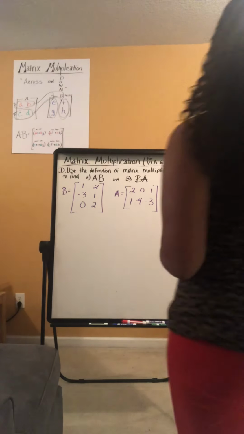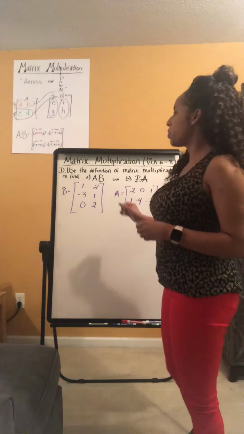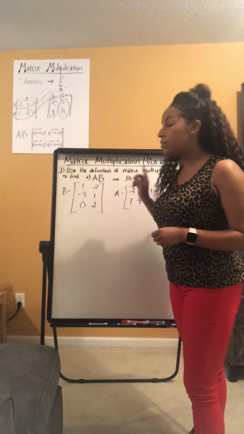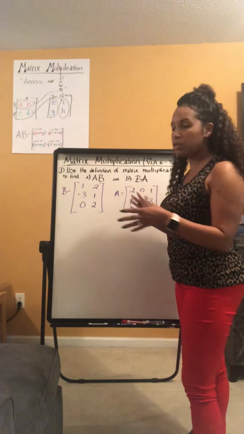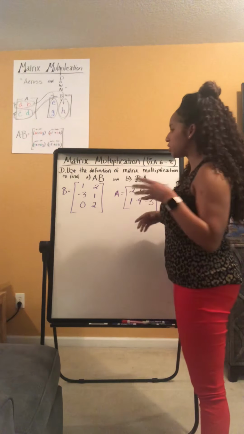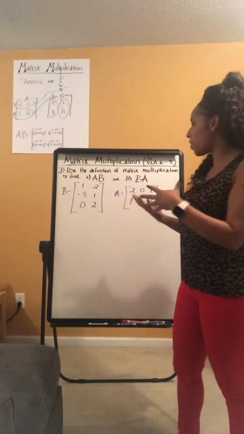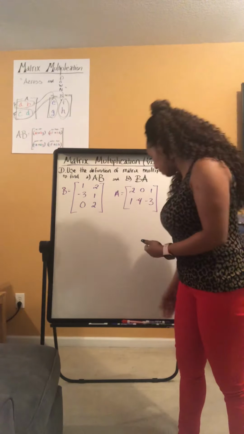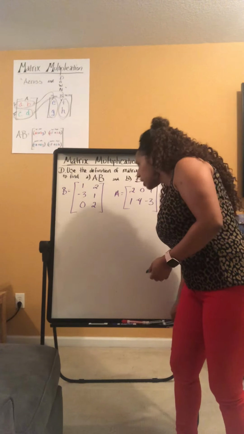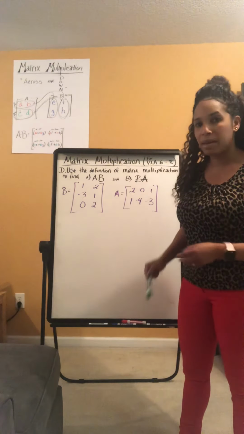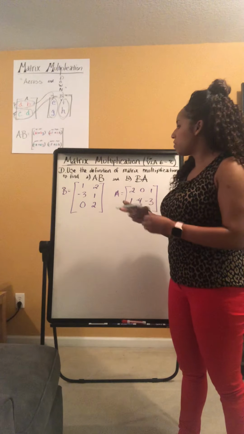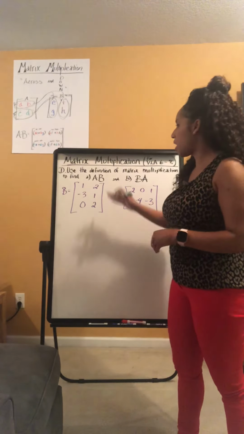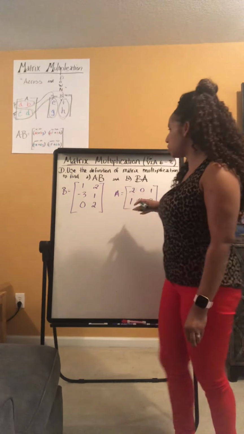Okay, multiplying matrices. We've already found A times B, and now we need to find B times A. I told you guys that the multiplication of matrices was not commutative, so if I multiply A times B, it will not give me the same answer as B times A. In fact, in this case, it won't even give me the same size.